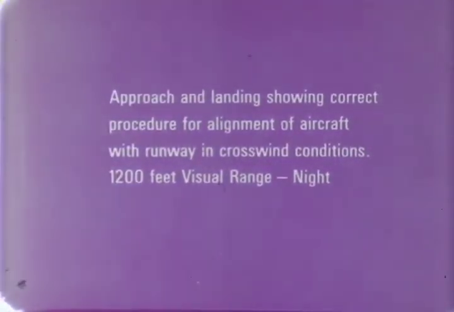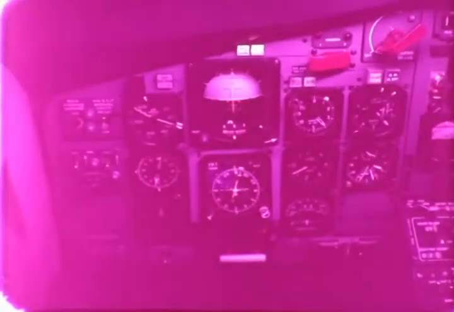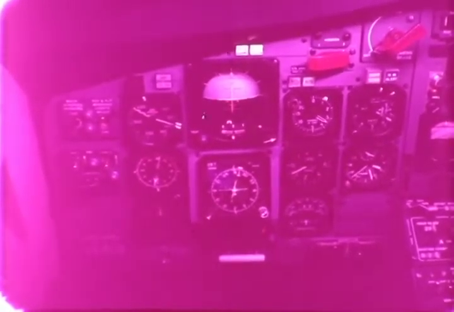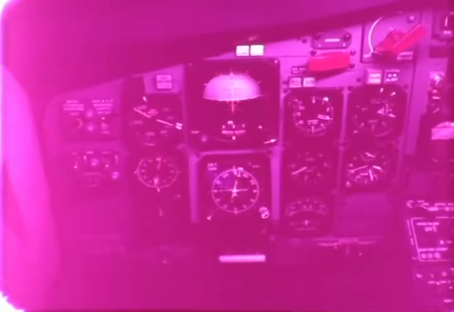Approach and landing showing the correct procedure for alignment of the aircraft with the runway in crosswind conditions. 1,200 feet visual range, night. Again, the aircraft is on center line with 12 degrees of drift. This time, the plan is to carry the crab almost to touchdown. By taking it out later, there is little time for the aircraft to drift.